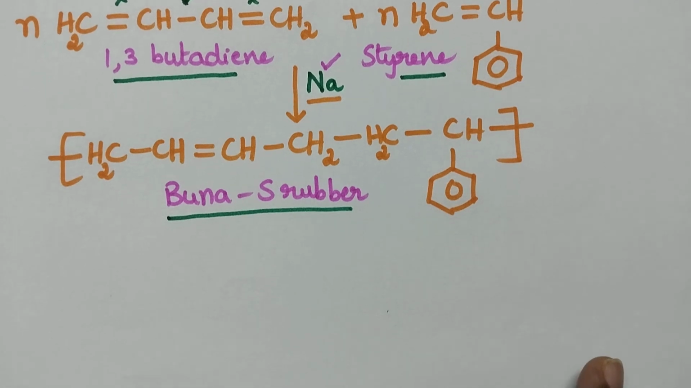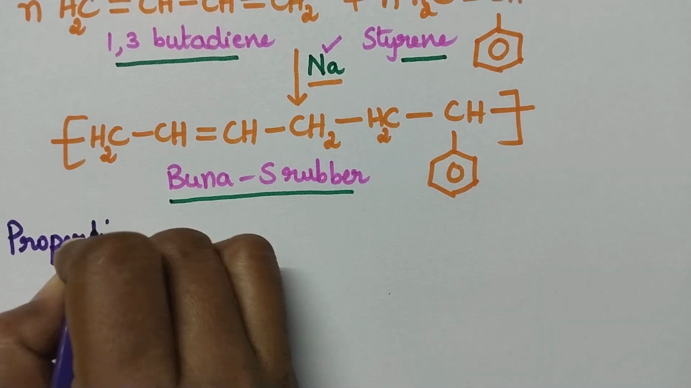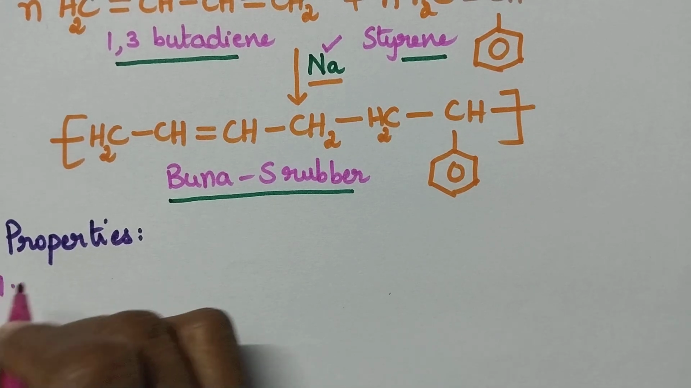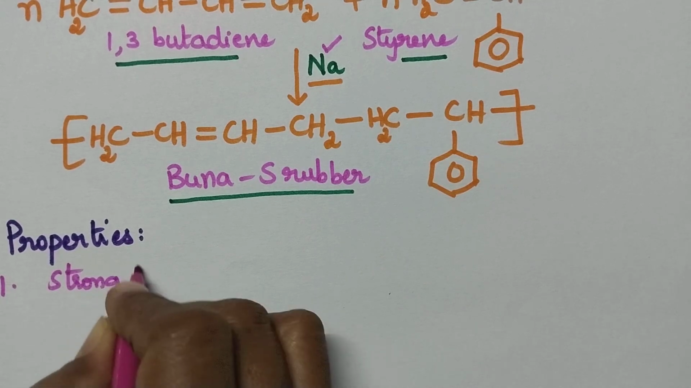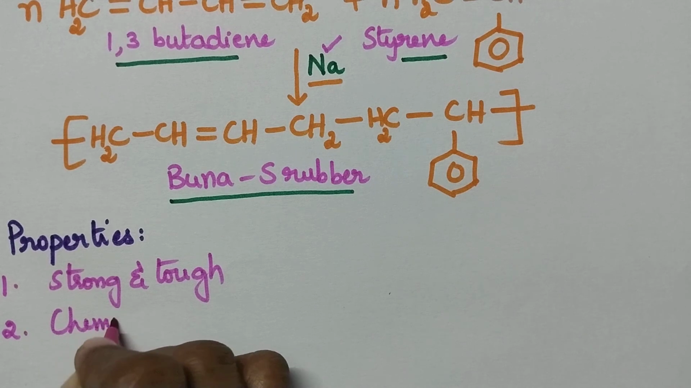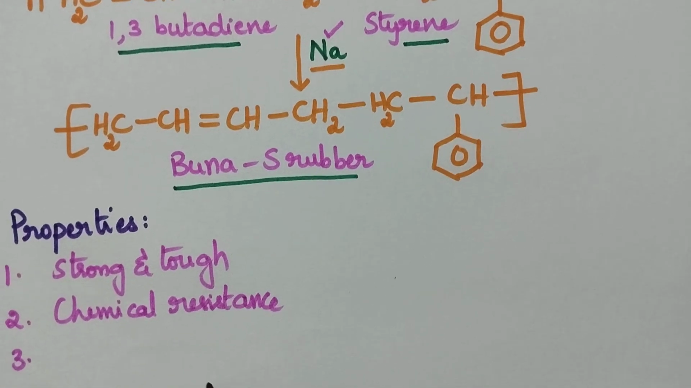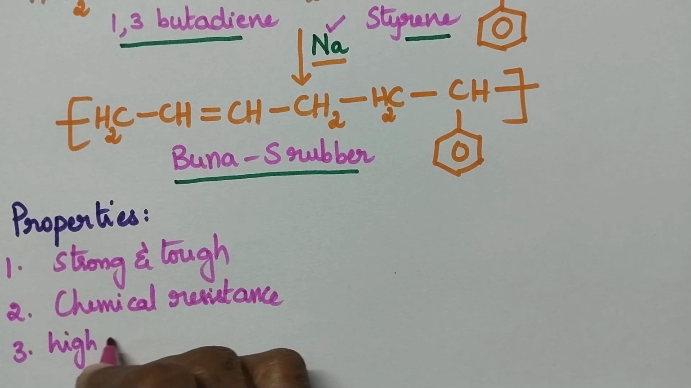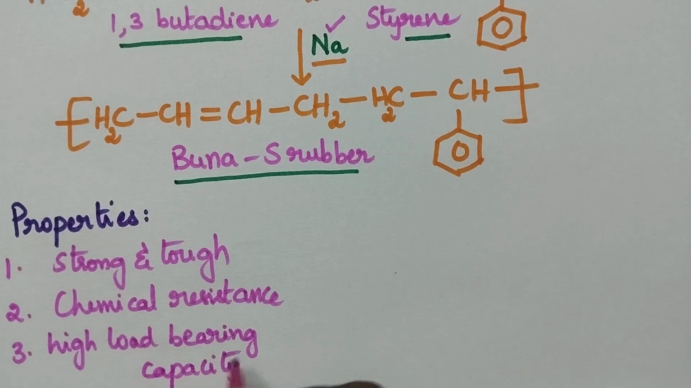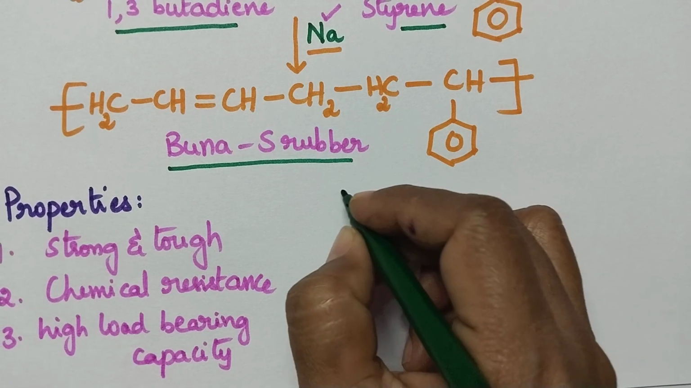Next, coming to the properties of Buna-S rubber. The most important properties include: it is a strong and tough rubber. It has very high chemical resistance. At the same time, it has very high load bearing capacity. These are the important properties of Buna-S rubber, with the result it is highly useful in various industries.